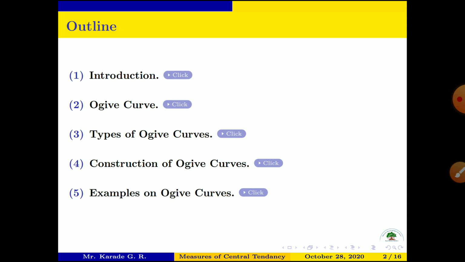In the previous lecture we saw how to draw a histogram for the given frequency distribution, and in the histogram we have located the mode of the given frequency distribution also. Now in this lecture we draw the Ogive curve for a given frequency distribution, and here we locate the quartiles of the given frequency distribution by using the graphical method.